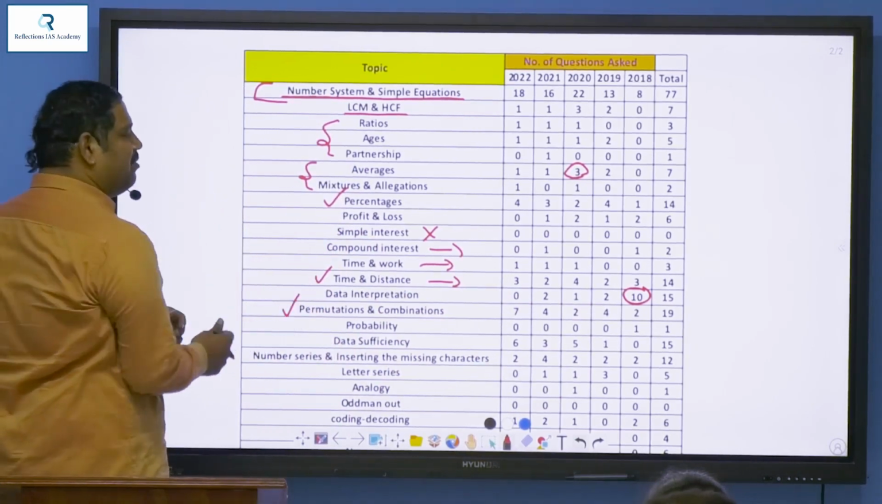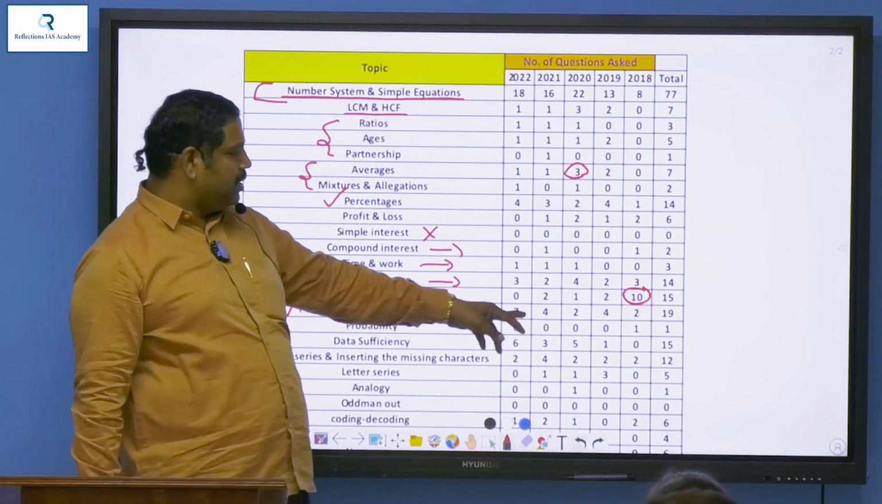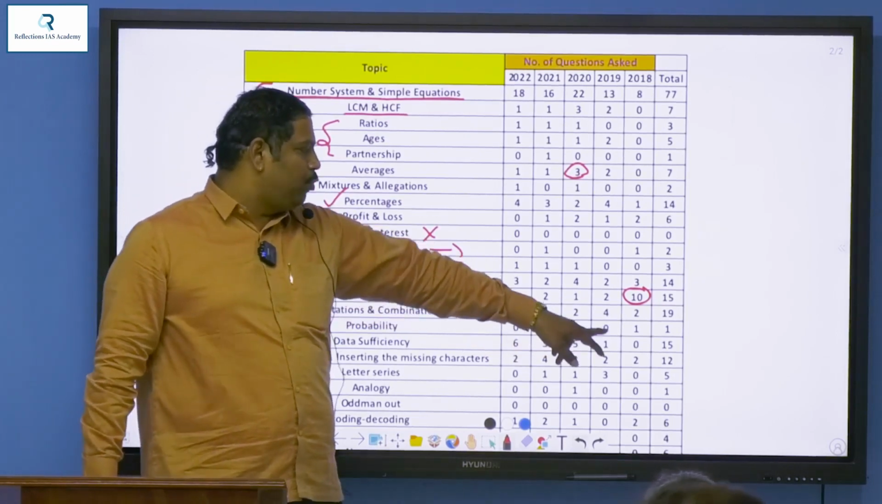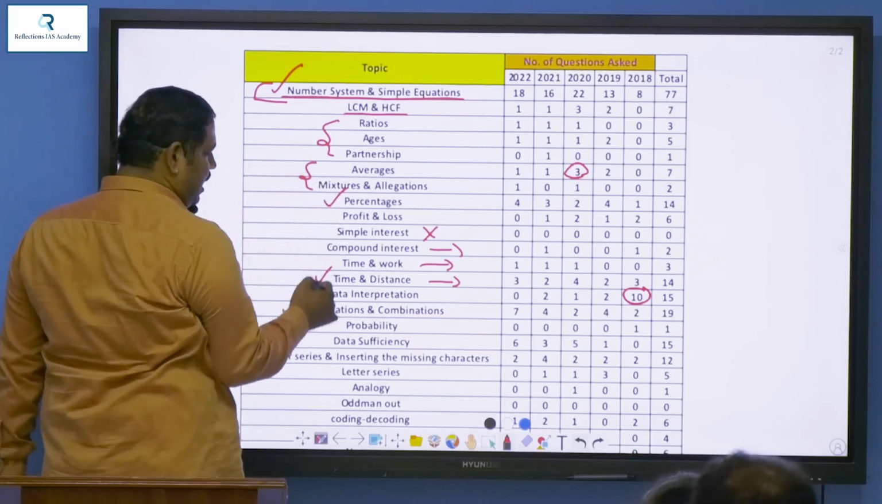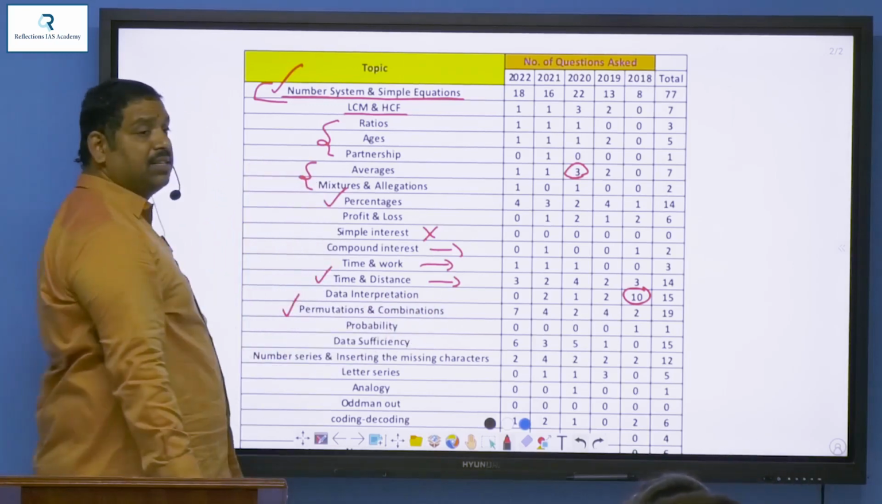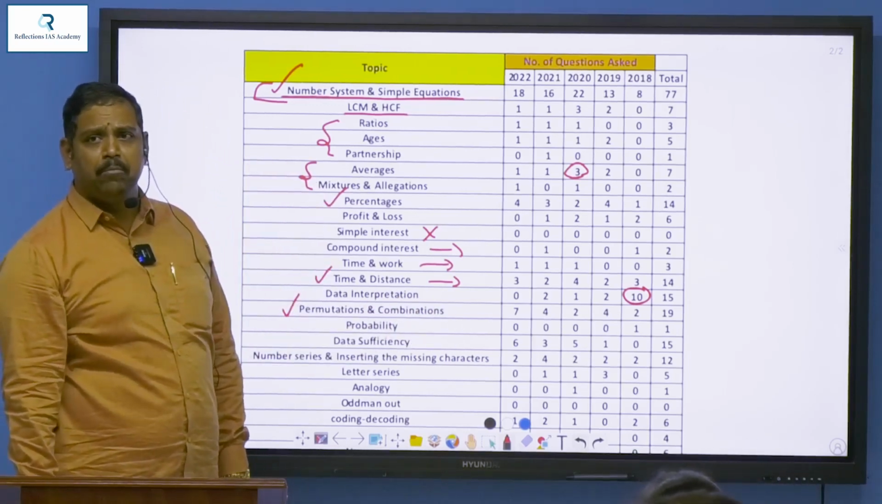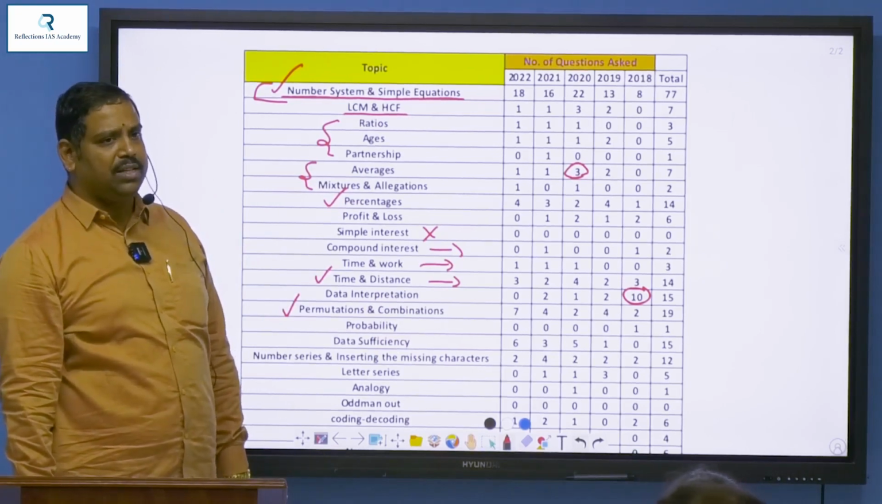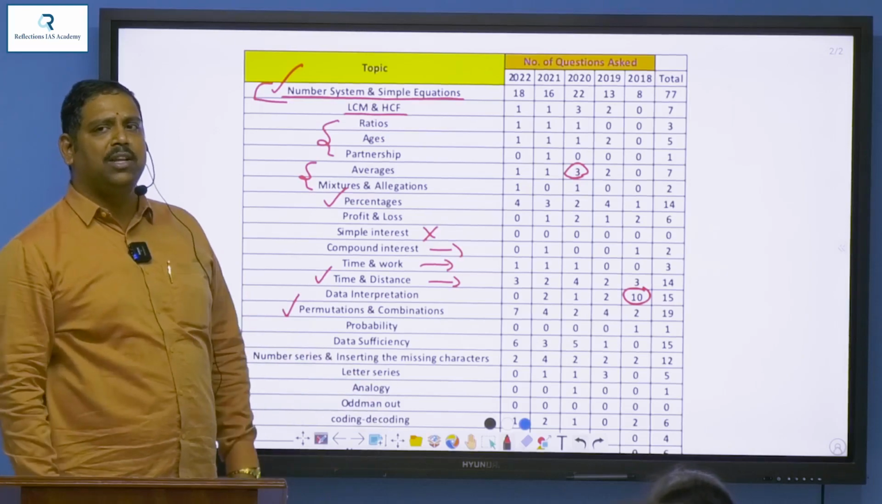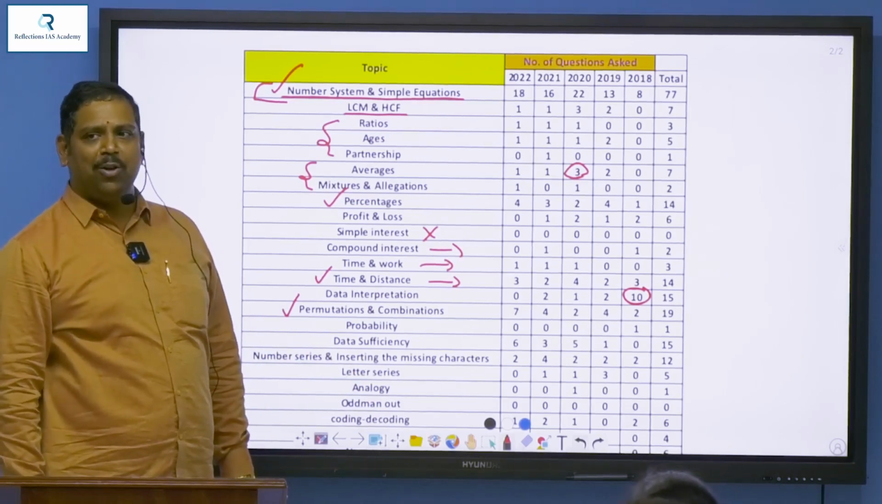Permutations and combinations is a very important topic. You got 7 questions, 4 questions, 2 questions, 4, 2. I can say that after number system and simple equations, permutations and combinations is the most important topic. Am I right? Good. So now tell me here, most of you are almost 0 in permutations and combinations. Am I right or wrong?